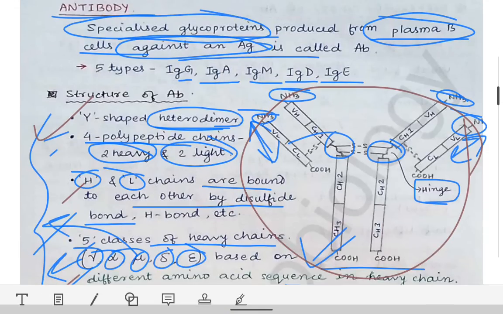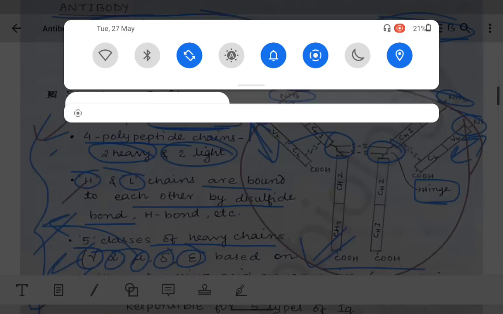Okay, that's all for the first part. Next we will talk about different types of antibody in the second part.